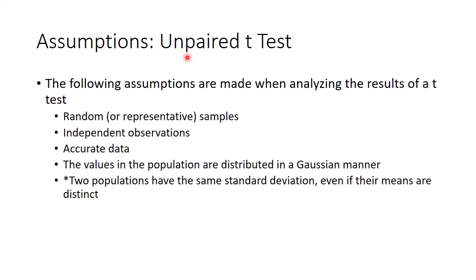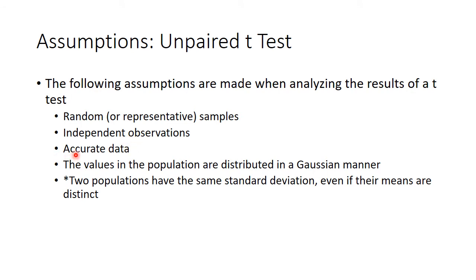So, some assumptions we make with an unpaired t-test. Basically, we're going to say this is a random or representative sample. It should be from Gaussian distributed, or normally distributed, data. These need to be independent observations. They can't be, say, a before and after of the same rat. You couldn't have related rats to one another. They need to be completely independent of one another. That's why it's an unpaired t-test. We'll look at an example of what a paired t-test is in just a second.